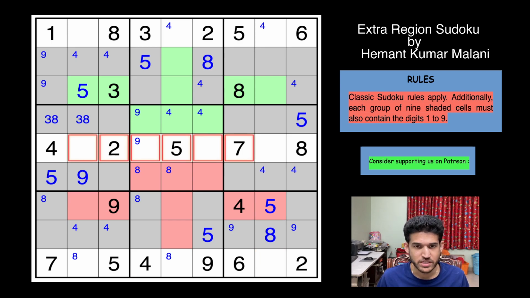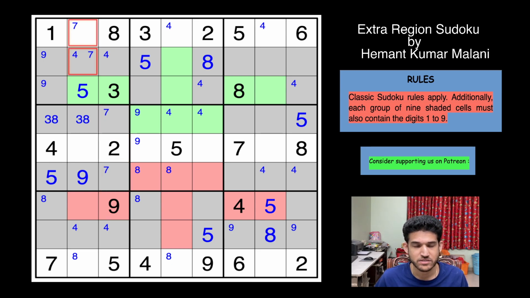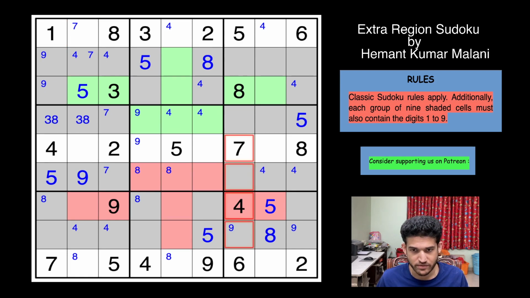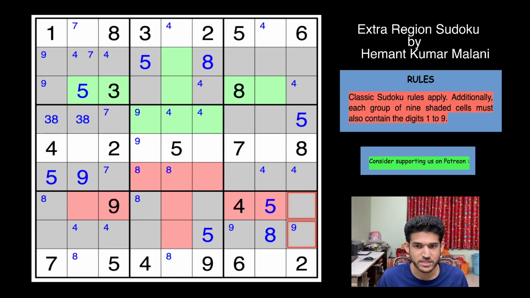7 is not here, so 7 is in one of these 2 cells, and that gives 7 in one of these 2 cells using classic. 7 is not here, 7 is not here, so 7 goes in one of these 2 cells. I'm just using basic classic stuff here. Okay. Now let's take a look at, maybe row 1.